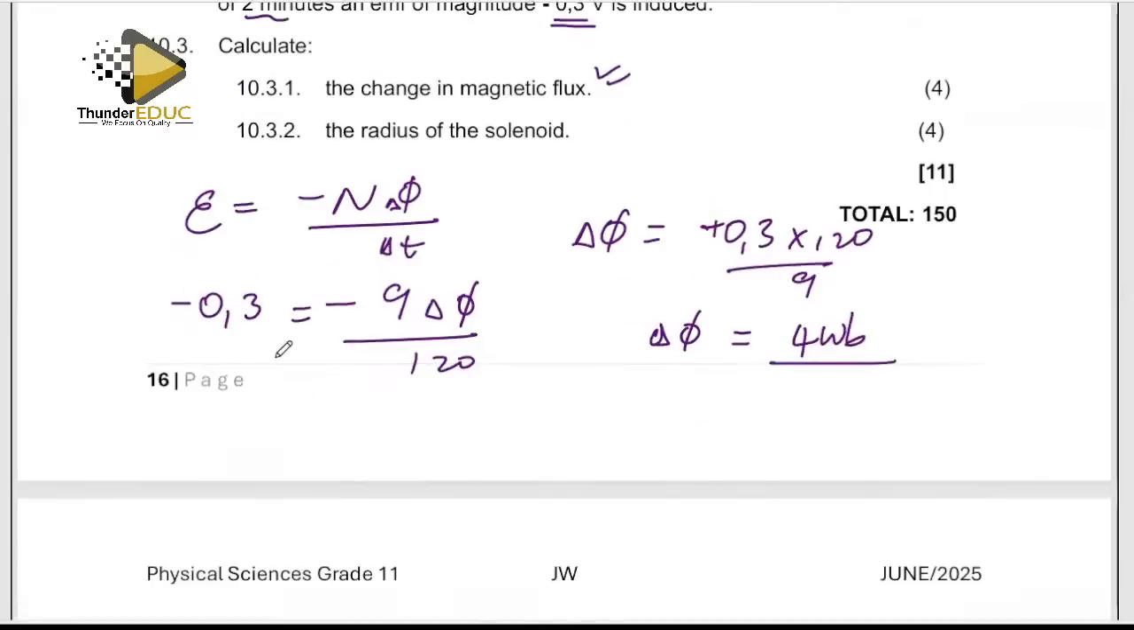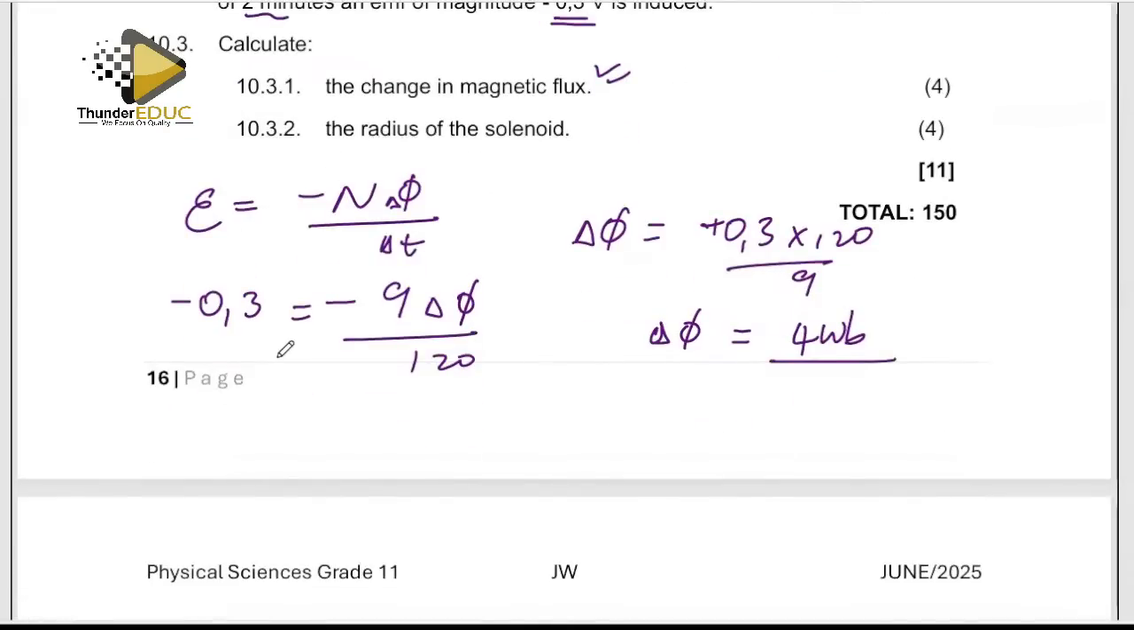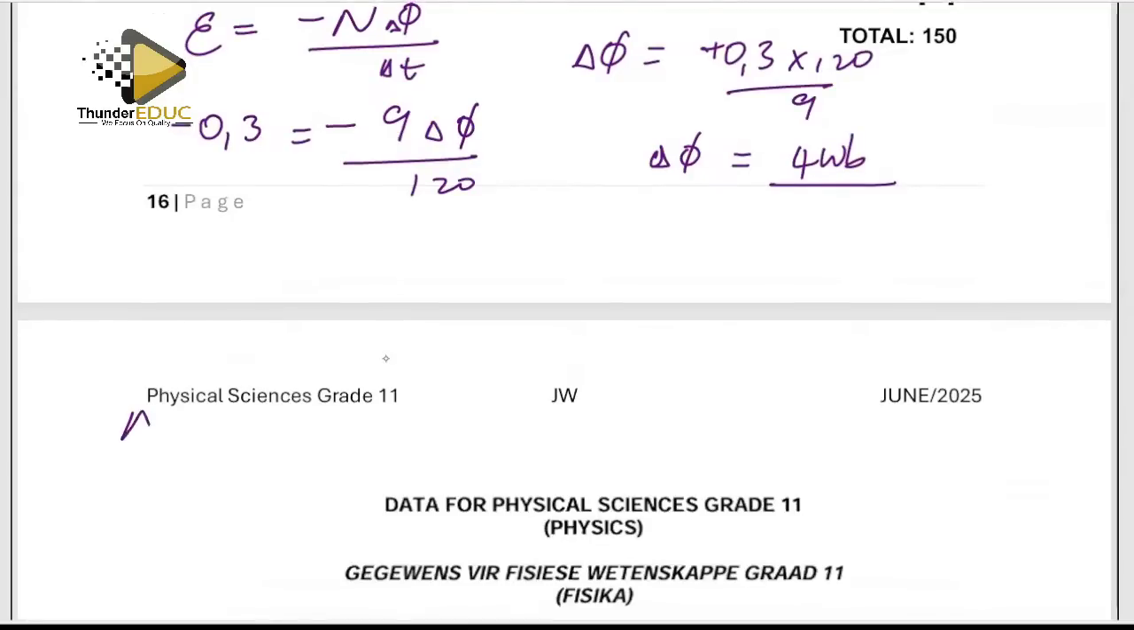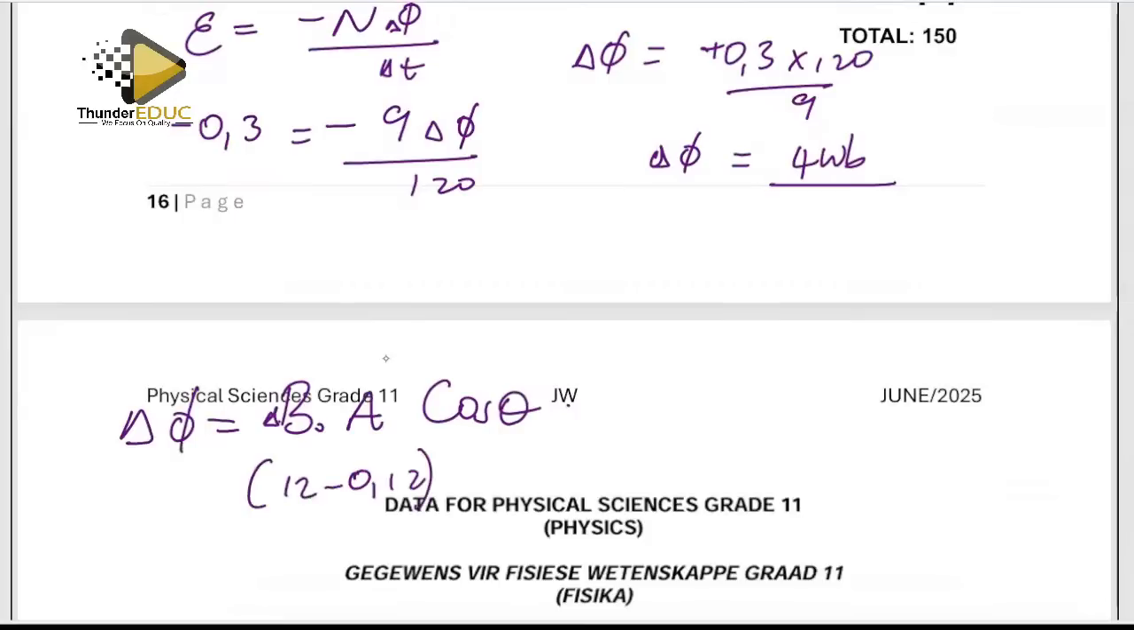And then they want us to get the radius of the solenoid. So in that case, we're going to use the magnetic flux linkage formula, whereby the change in flux should be given as B multiplied by A and the cos of theta. But this B is going to change. So B final minus B initial. So I'll say that 12 minus 0.12 multiplied by the area.